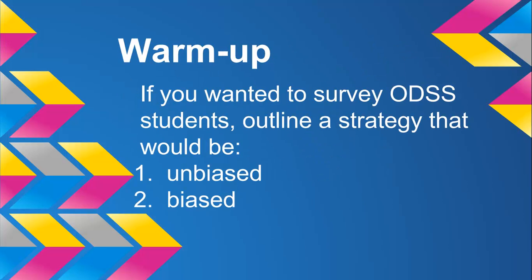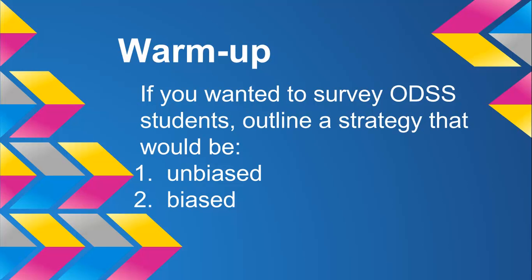in our sample. So if you wanted to survey ODSS students, it's Orangeville District Secondary School, outline a strategy that would be unbiased and biased. The point of this is just to start thinking about what the survey would look like if it was unbiased, and what it would look like as biased. Not specifically asking you the type of sampling method, although you can have that in your strategy. Certainly a census would be unbiased, and a biased one would be like asking three of your friends.